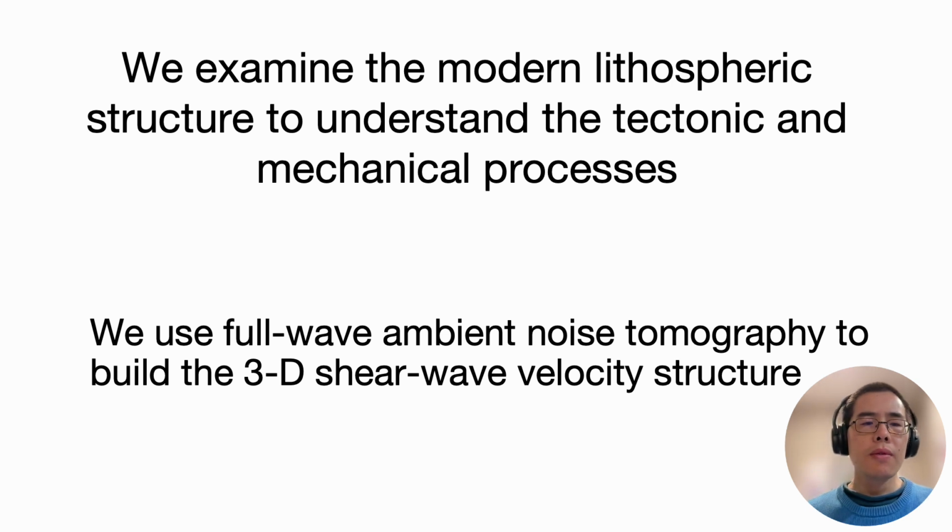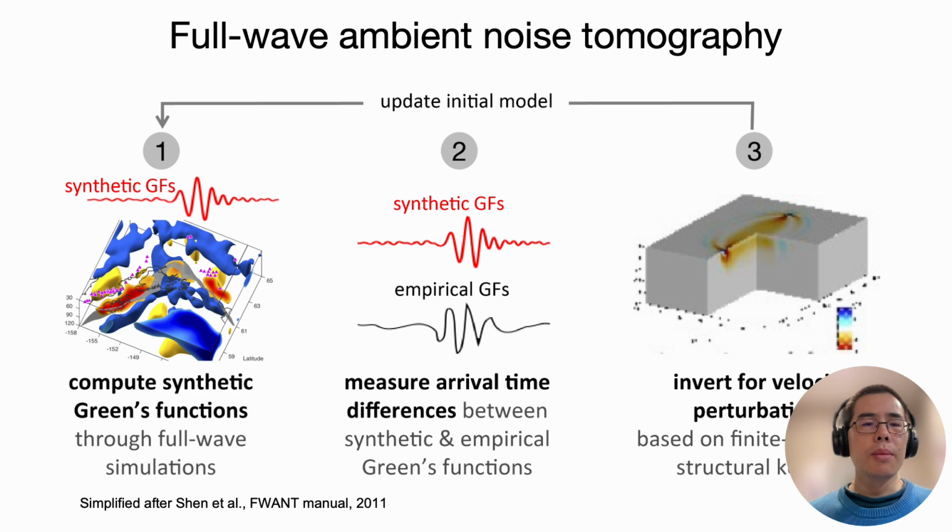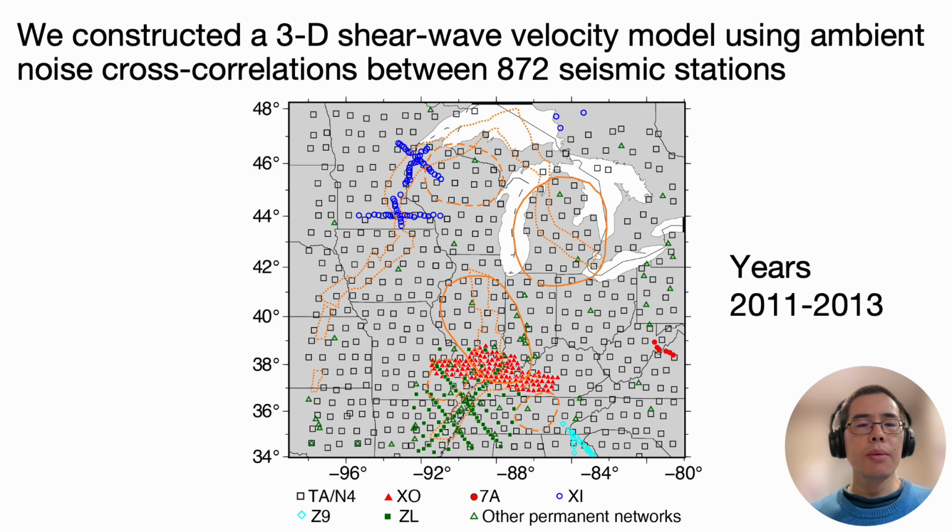We examine modern lithospheric structures to better understand the tectonic and mechanical processes associated with this hypothesis. We use full-waveform ambient noise tomography to build a 3D shear wave velocity structure. Full-waveform ambient noise tomography is an iterative imaging workflow that involves simulation of synthetic Rayleigh wave Green's functions and the misfit calculation between synthetic and empirical Green's functions, and then the inversion for shear wave velocity perturbations using finite frequency sensitivity kernels. We used all stations available in this area from 2011 to 2013.